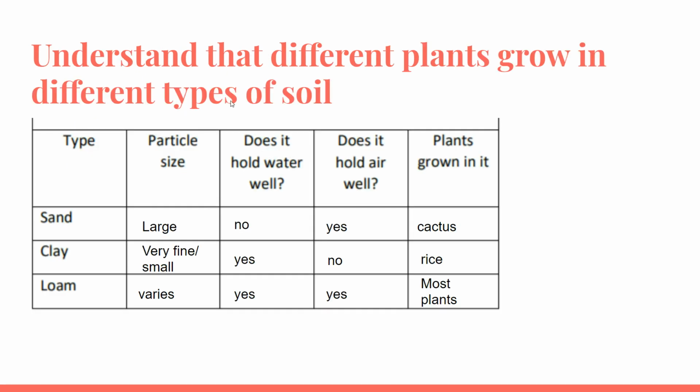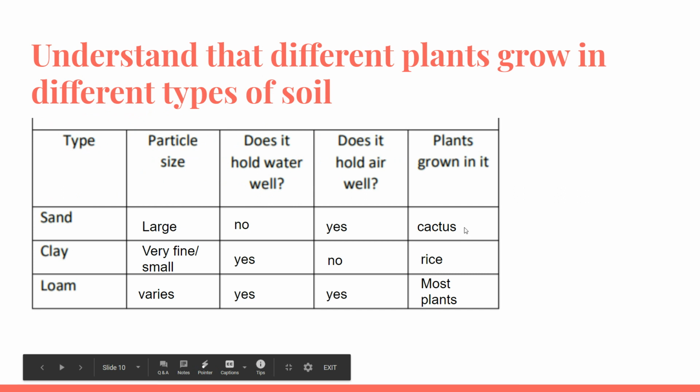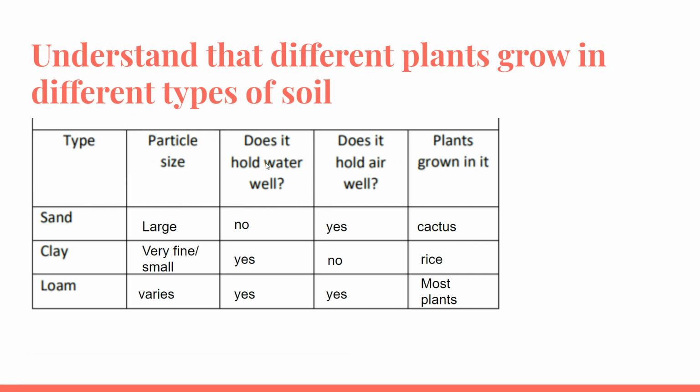You should also understand that different plants grow in different types of soil. For this, please memorize all these characteristics. Now, why is it that cactus is growing in the sand soil? That's because it does not hold water well, right? And in deserts, we all know that there's little or no rainfall. In case of rice, we all know it needs a lot of water, so this grows well in clay, which has the ability to hold a lot of water.